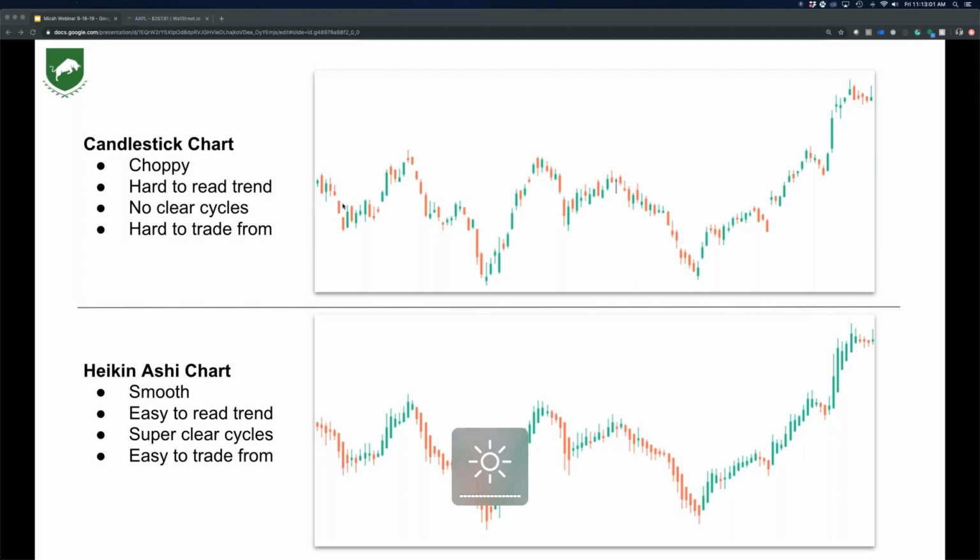So a couple of the key differences here. Your candlestick chart can be a little choppy, a little harder to read. A lot of times the cycles are not as clear, and that can make it a little harder to trade from. The Heikin-Ashi chart is smoother, it's easier to see and read the trends, the cycles are really clear, and I think that makes it really easy and smooth to trade from.